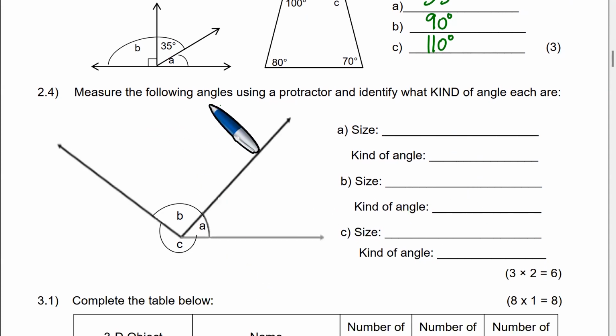Next, measure the following angles using a protractor and identify what kind of angle each is. All right, this is going to be tricky because you don't have the question paper and now you're just seeing it on screen, but you know how to use a protractor. Yes, sir, I have mine with me. It's a skill that you need to learn, but it's okay.